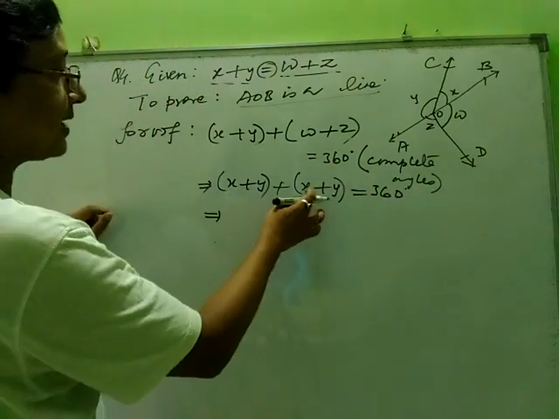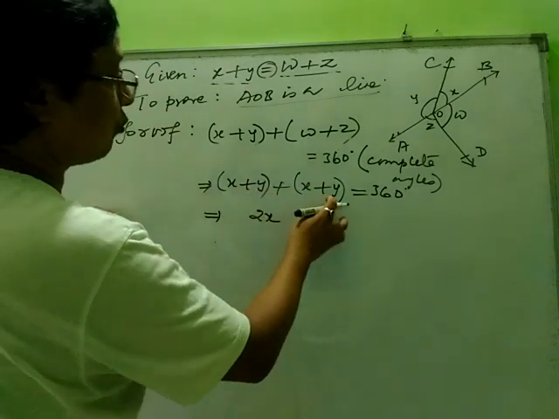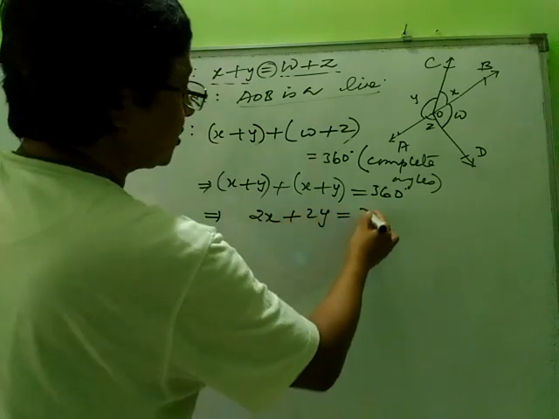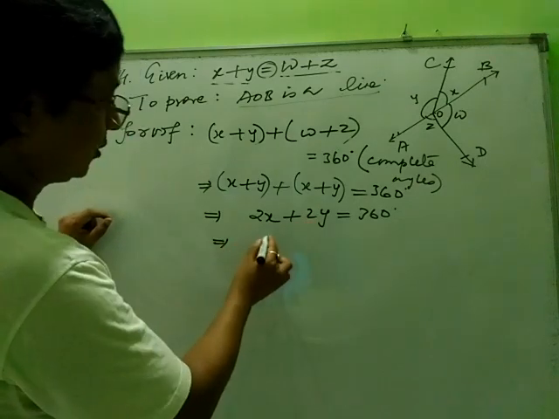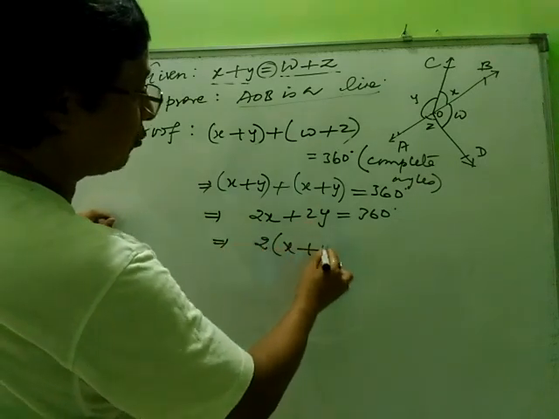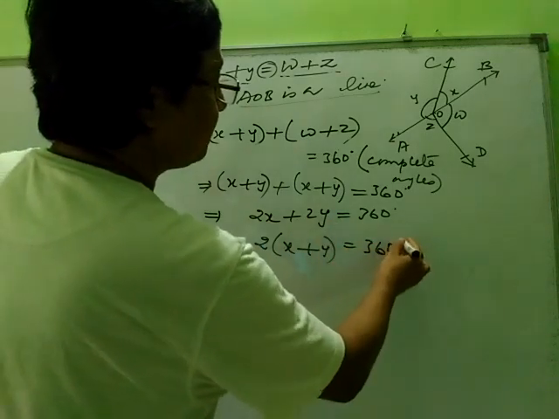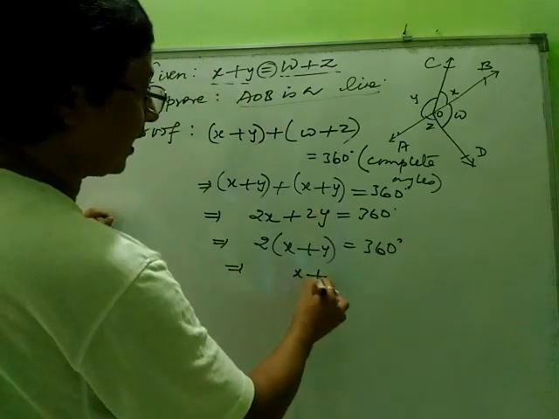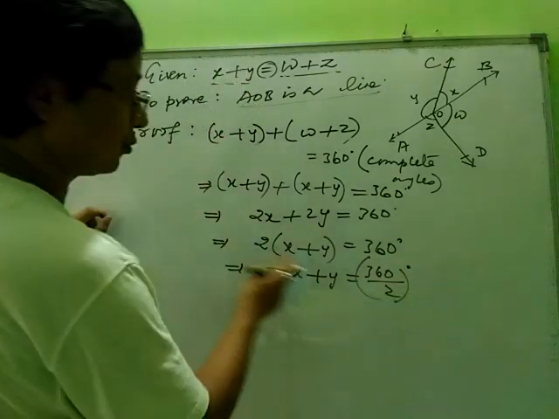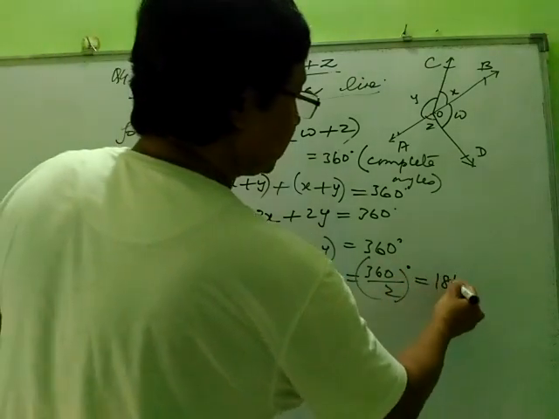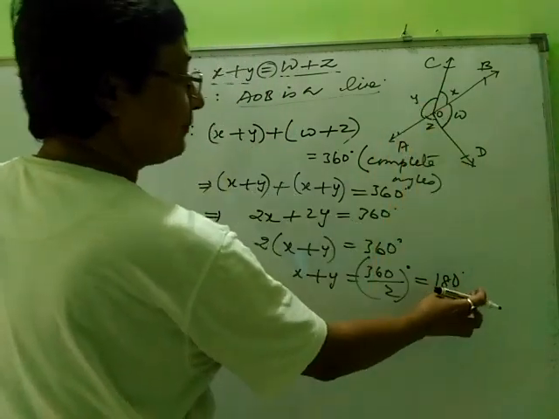Now here x plus x, you will get twice x, plus y plus y, you will get twice y, equals 360 degrees. So taking 2 common, 2 into x is 2x, 2 into y is 2y, equals 360. So you will get x plus y equals 360 divided by 2 degrees. By cancelling the 2, you have got 180 degrees. Now x plus y, the sum of the adjacent angles, is 180 degrees.